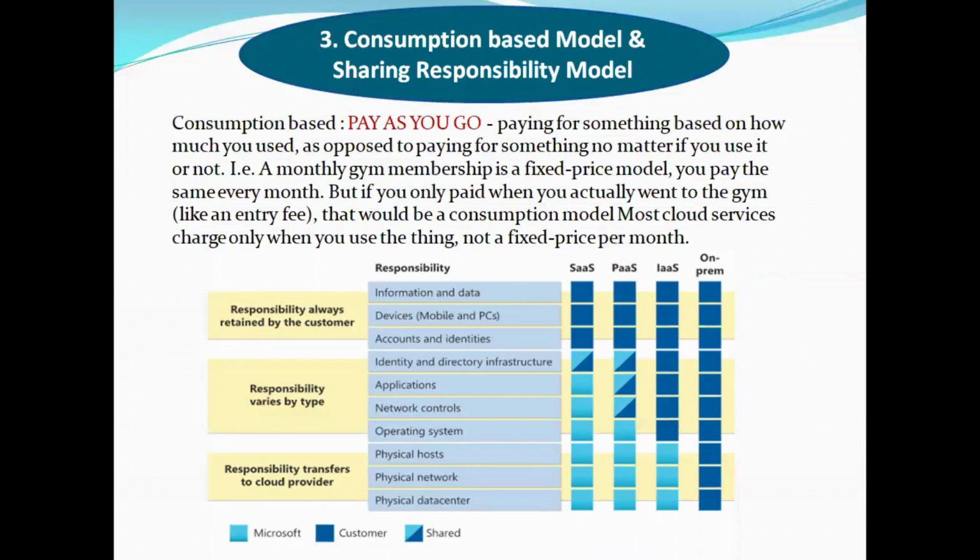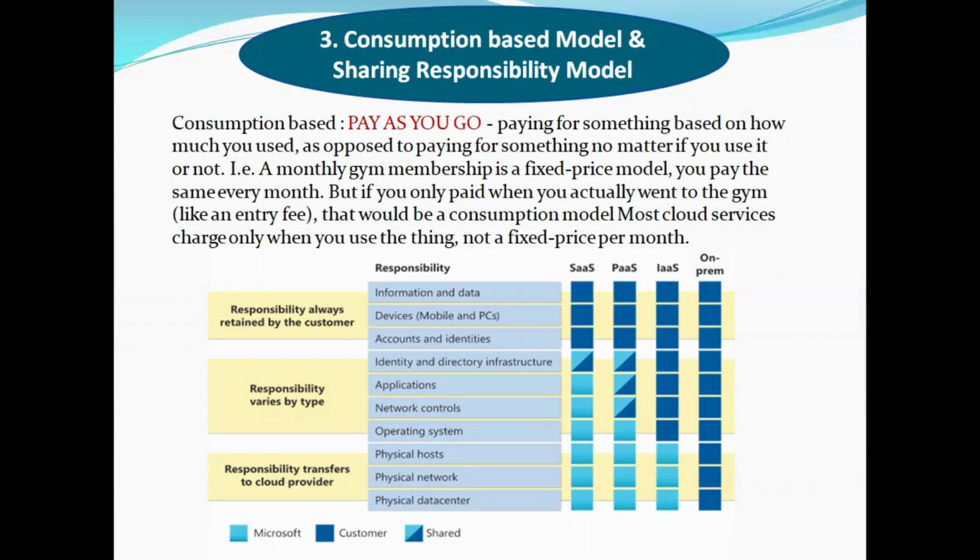Consumption-based model and shared responsibility model. Consumption-based means pay as you go. If we join a gym, we'll have some fixed membership amount. That is a fixed price model. Whereas in some other gyms, we pay only for the days we use the gym. That comes under the consumption-based model. So as Azure resources come under the consumption-based model, we pay only for what we consumed on a monthly basis.